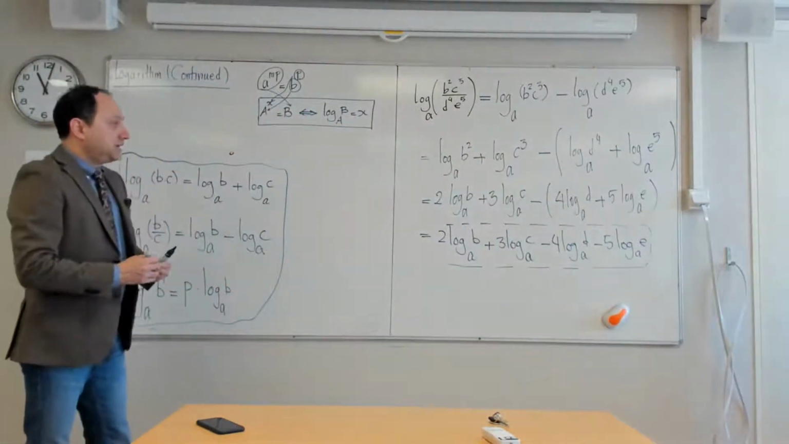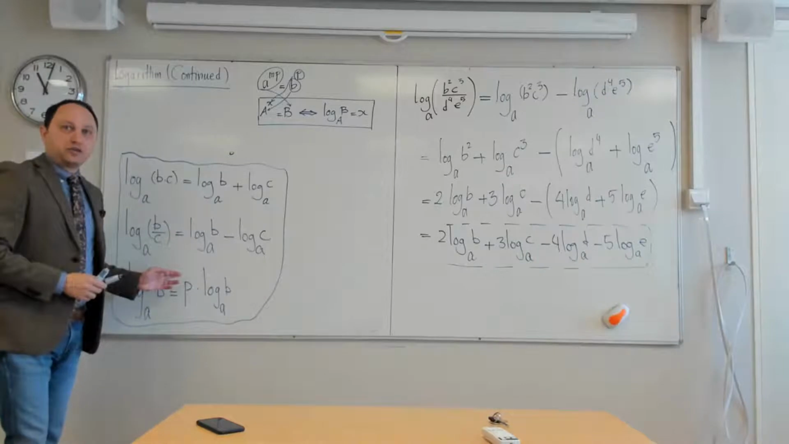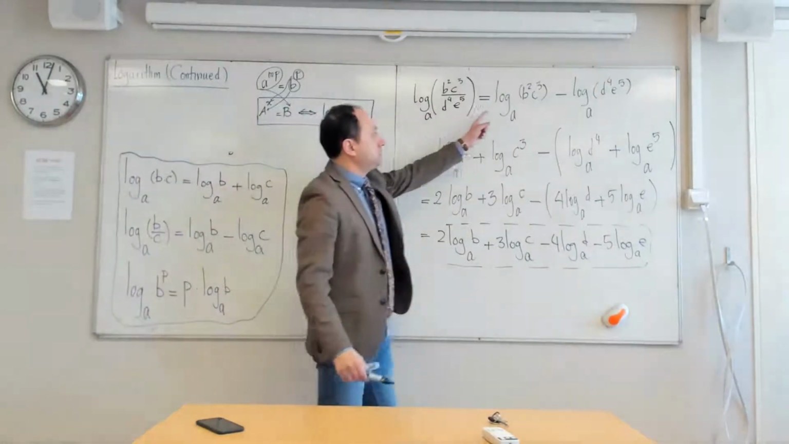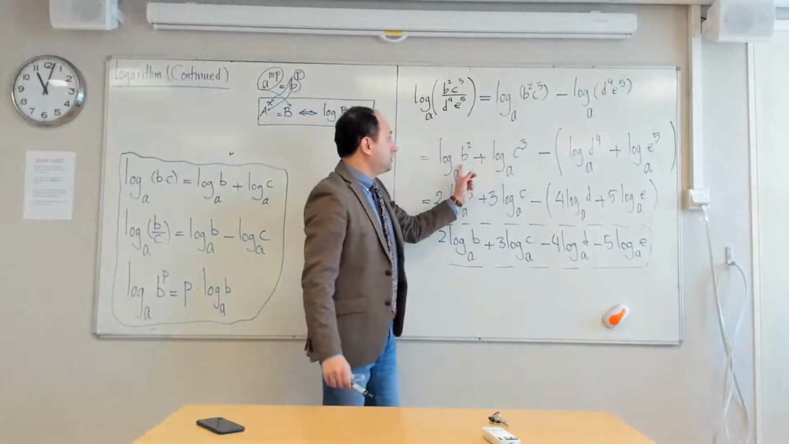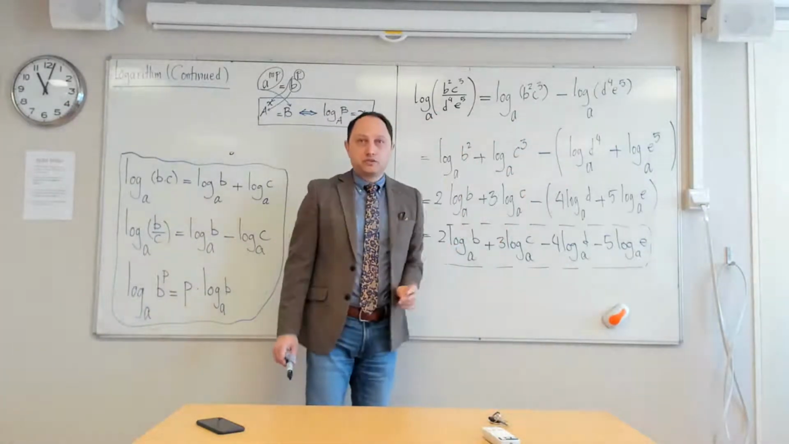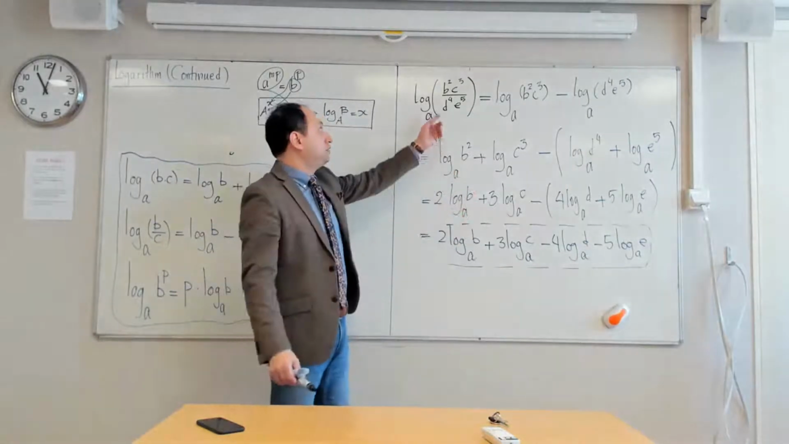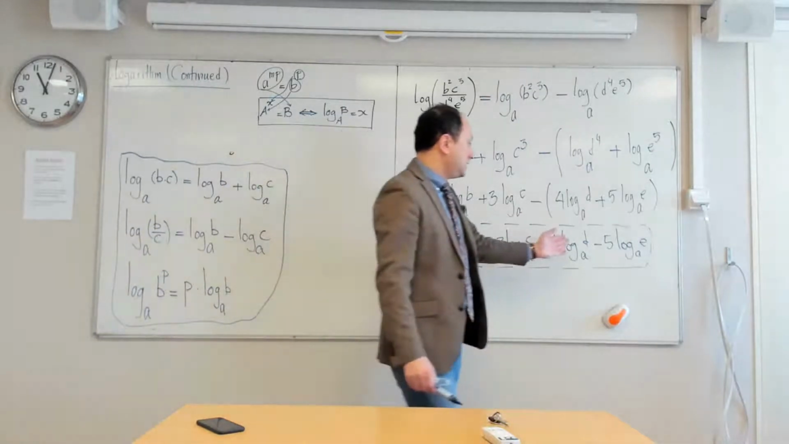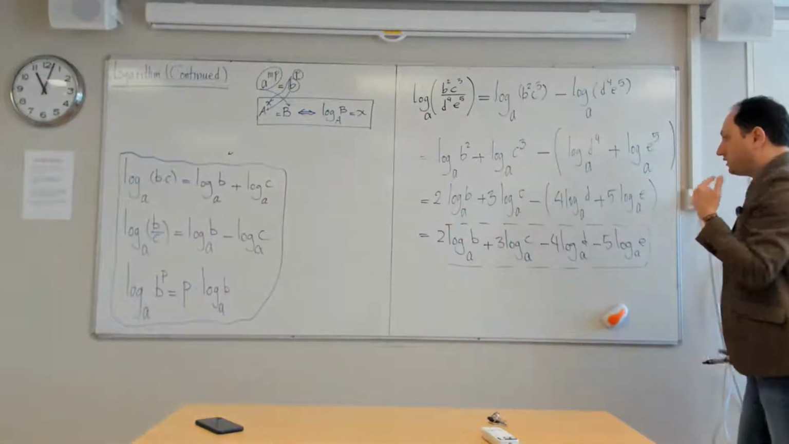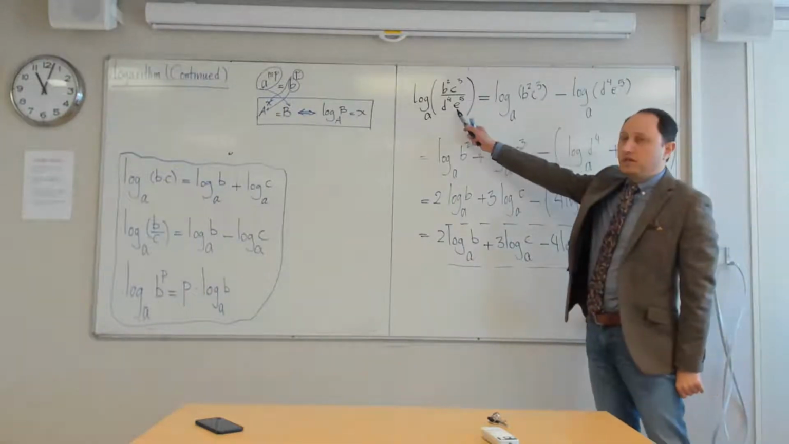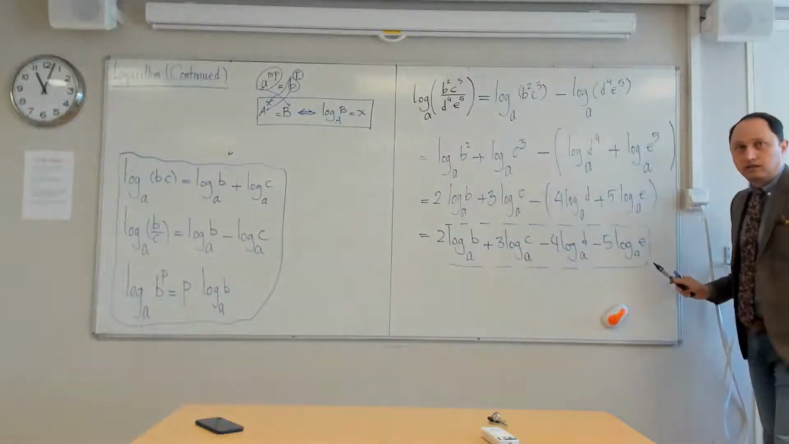So you see, I am using all these 3 formulas. I use the quotient rule once, I use the product rule twice, and I use the power rule 4 times. Then I will have the full expansion of this one log. So you see, this is this one. And what I want you to do, it is possible, I want you to be able to go from here directly to the last line.